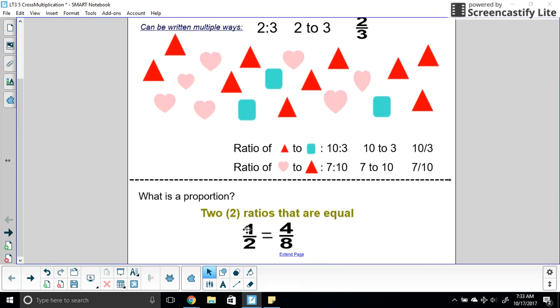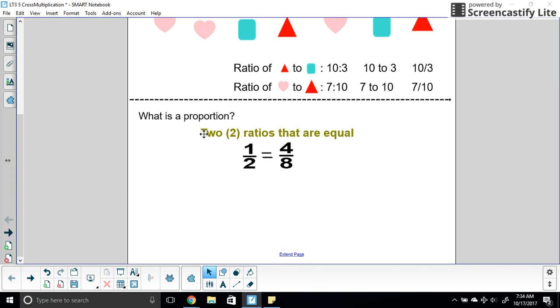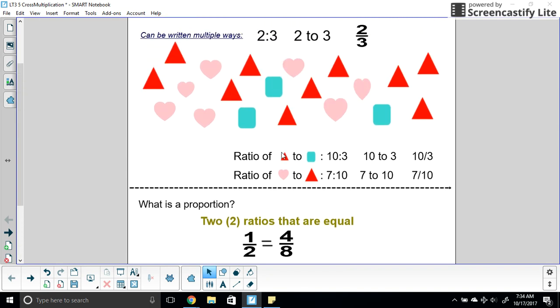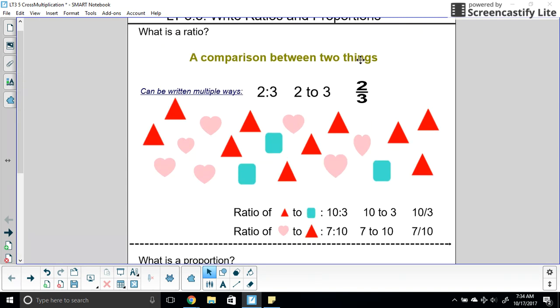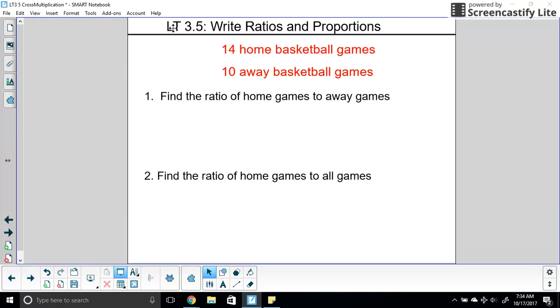What is a proportion? A proportion is when two ratios are equal. So 1/2 is equal to 4/8. If you think about it, if I reduce 4/8, it would reduce to 1/2. So a proportion is when two ratios are equal, and a ratio is just a comparison of two things. Now let's start some examples.